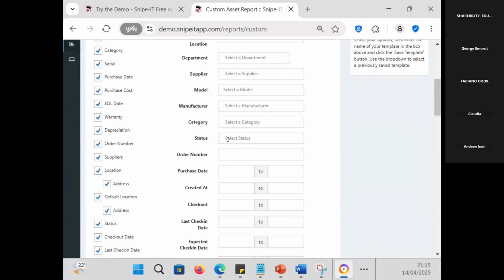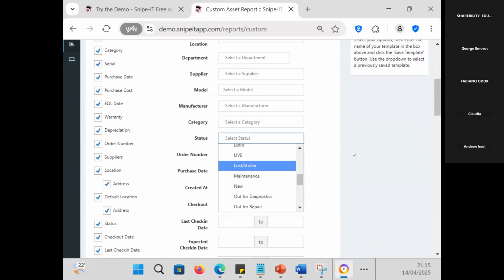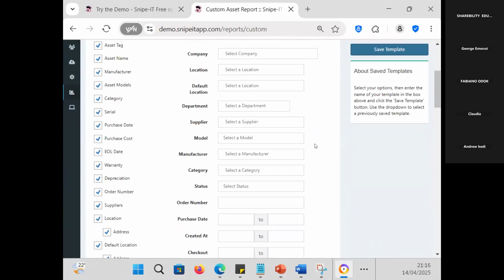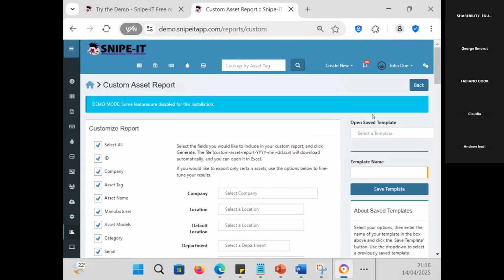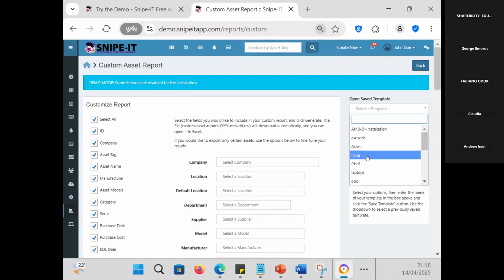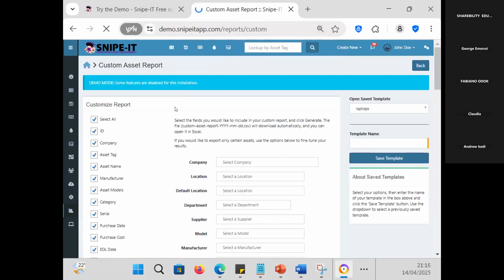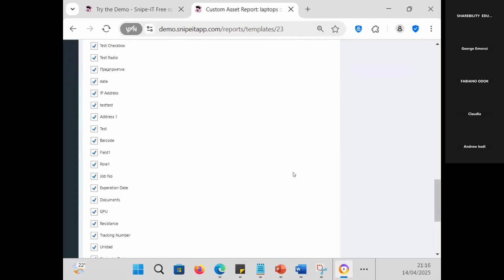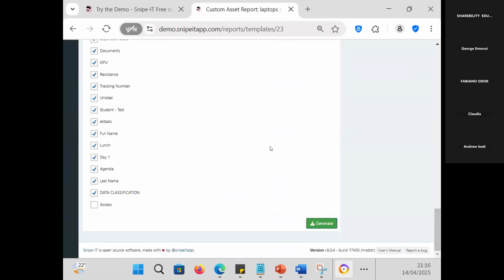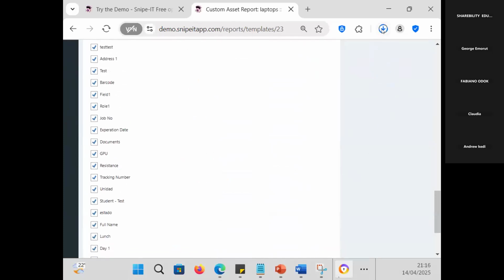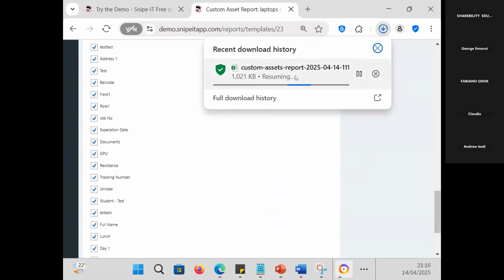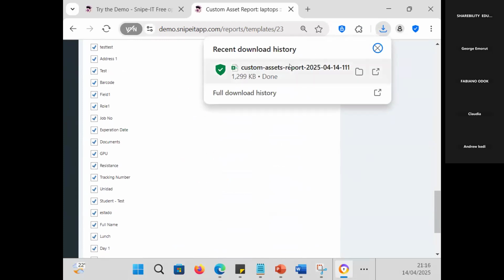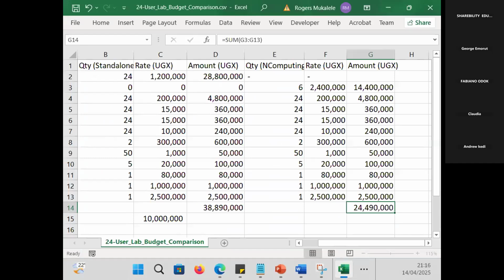So you can do a filter. I can get a report about the status, which ones need maintenance. So you just put it in here, the status. There are some templates as well. So I can say maybe I want a status about the laptops, and I want all departments, categories laptops. Then I run my report. When I run the report, it is going to give me the report in Excel, okay? And from there, I can look at it.